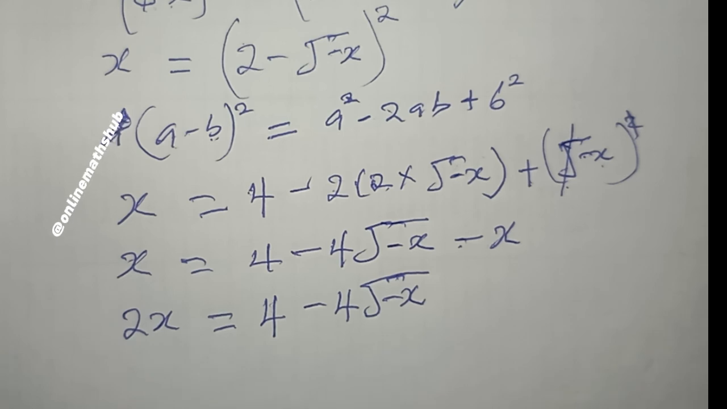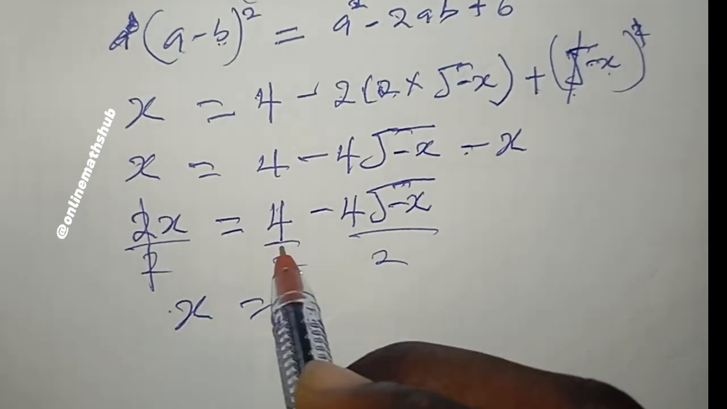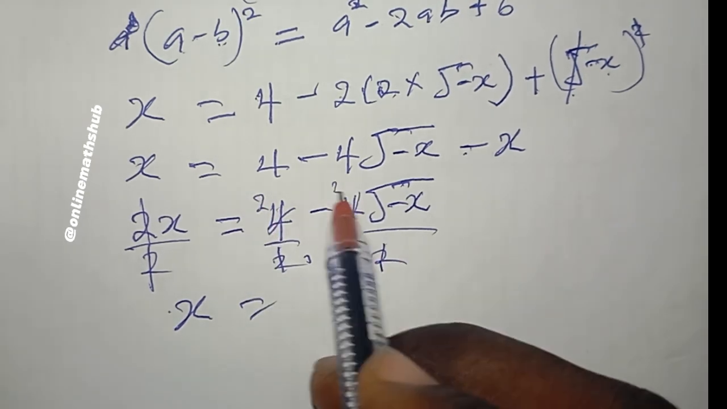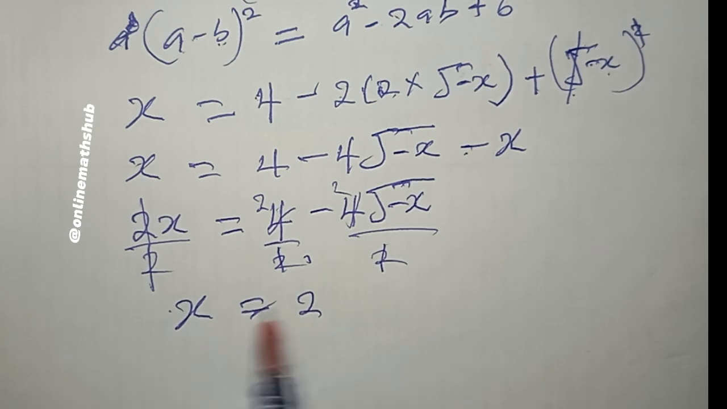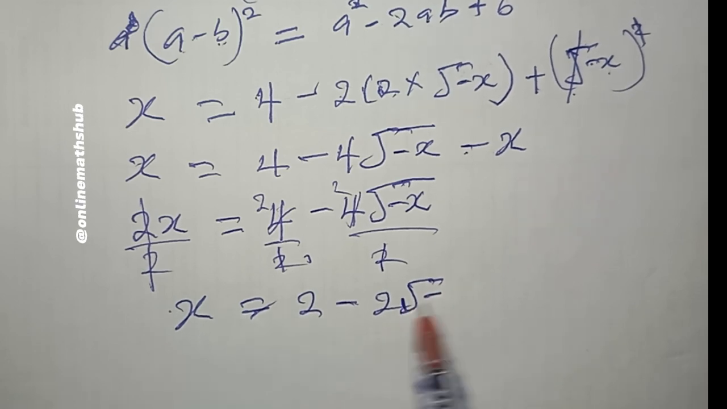Okay, so next thing I'm going to do is actually to divide through by 2, so that I can actually reduce the values I have. So I can divide through by 2. Okay, this cancels this, and then what I'm left with is x is equal to 2 here, 1, 2 here, it is 2, and of course yes, the 2. So I have 2 minus 2 root negative x.